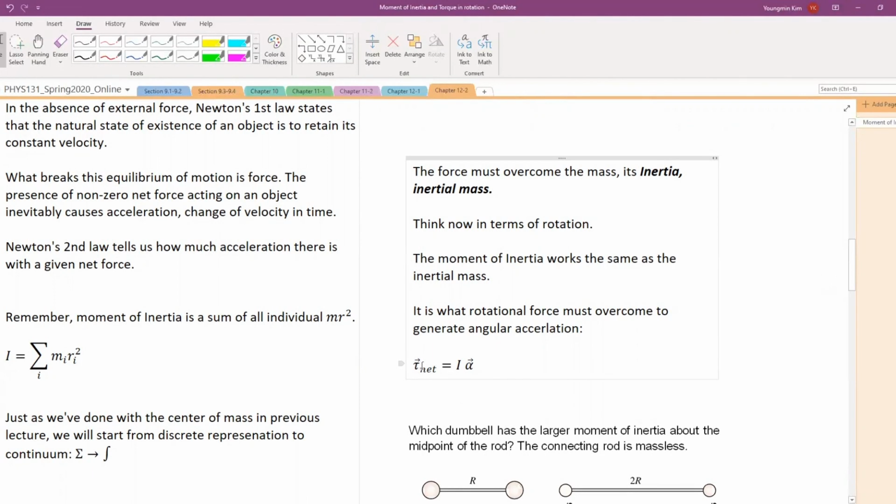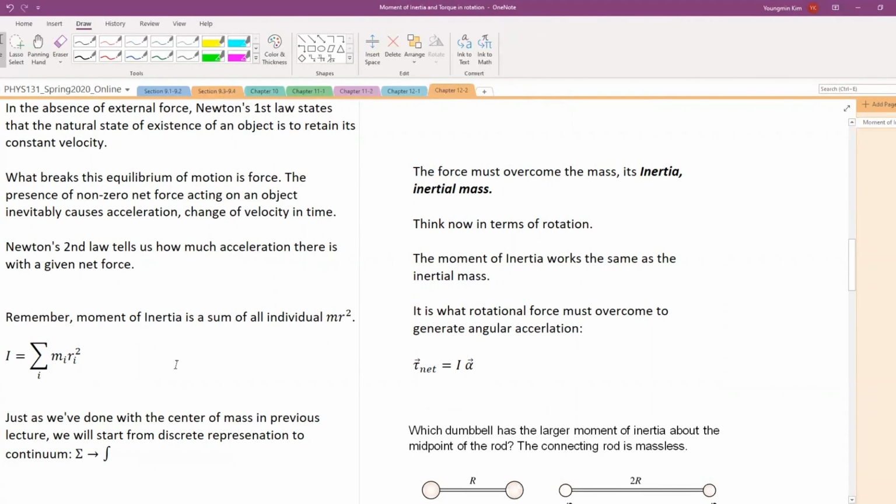And the rotational version of F equals ma is this. The net torque is equal to moment of inertia times angular acceleration. Now, let's go back to the moment of inertia definition here. Remember that the moment of inertia is a sum of all individual masses and radii. It is a summation of all of that.